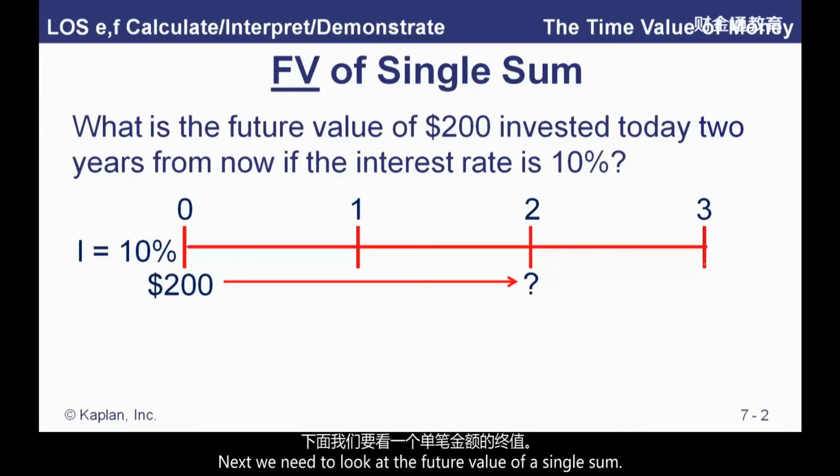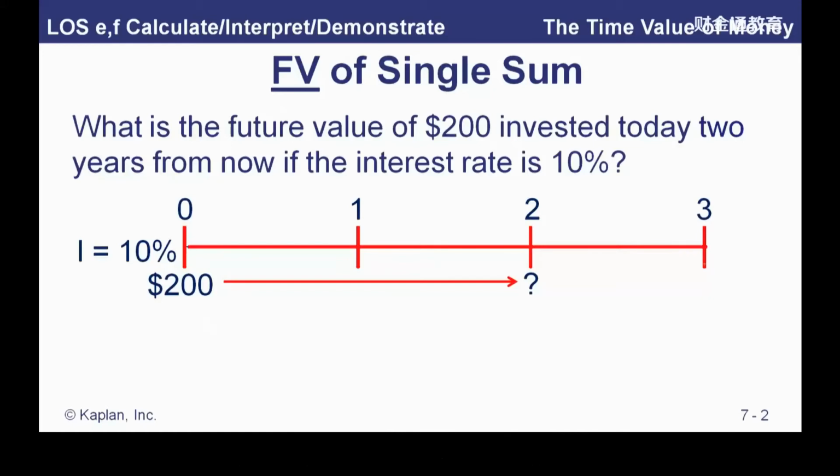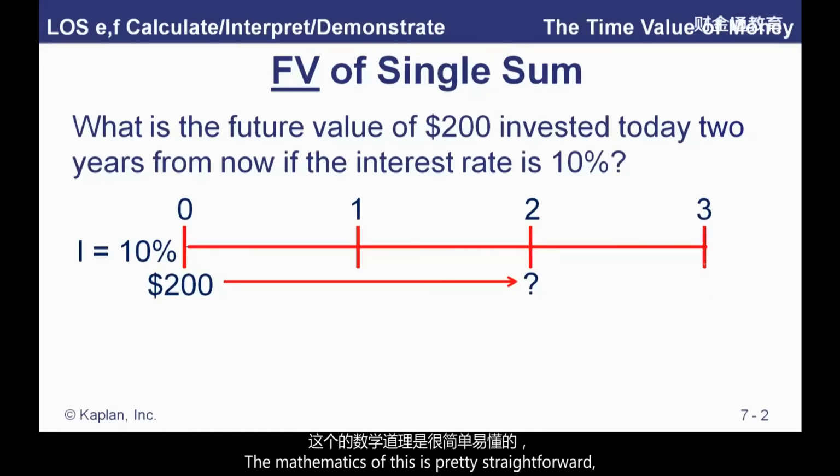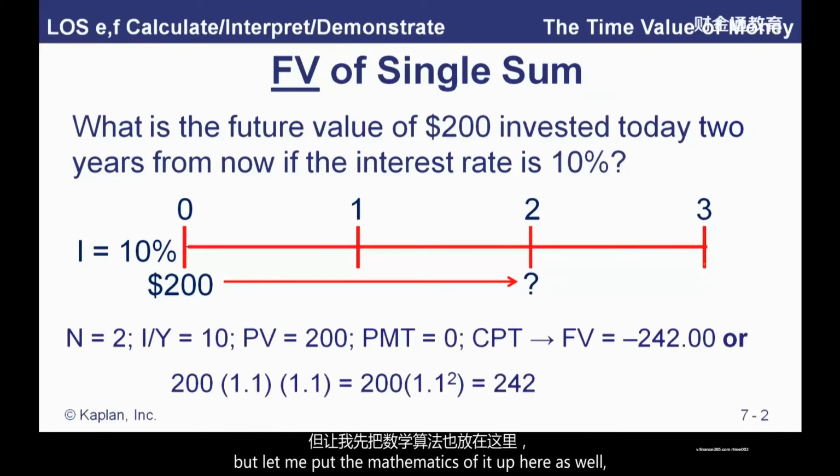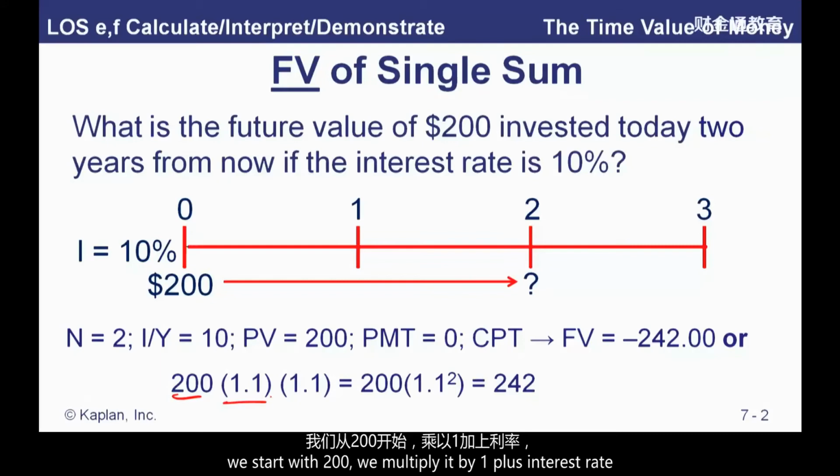Next, we need to take a look at the future value of a single sum. The mathematics of this are pretty straightforward. If we have $200 today and we earn 10%, and now we're thinking an effective rate of 10%, per year for 2 years, how much will we have? Well, we're looking at the calculator solution, but let me put the mathematics of it up here as well. We start with 200, we multiply it by 1 plus the interest rate, so that's what we have at the end of the first year. 200 times 1.1, that's got to be $220 at the end of the first year.